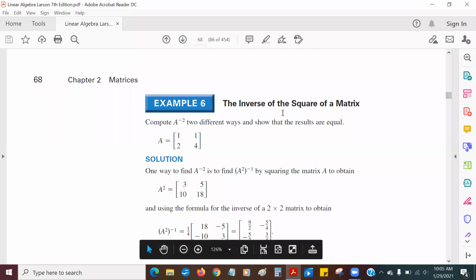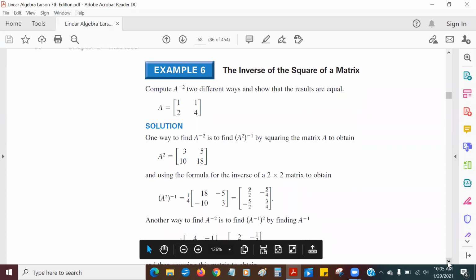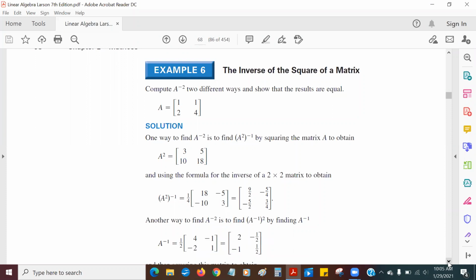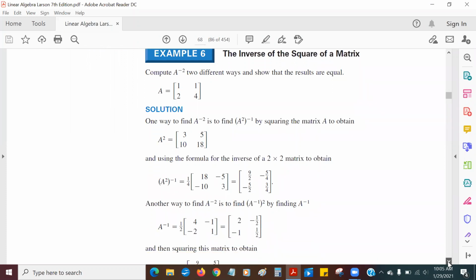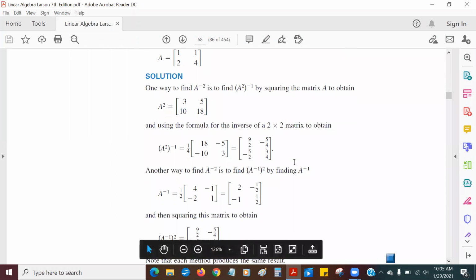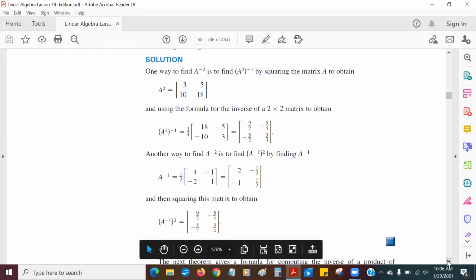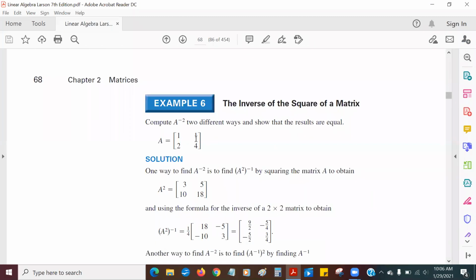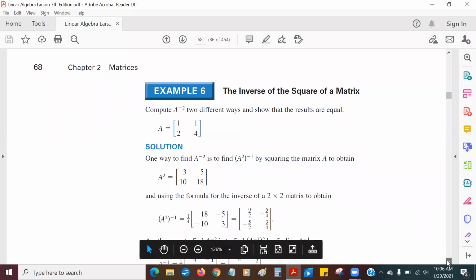Okay, so let's find the inverse of the square of a matrix. Well, we just learned that there are two ways we could do that. We could square the matrix and then find the inverse, or we could find the inverse and then square it. Either way, this is what you should get. But I'd like you to not just close your eyes. Look at the original matrix, work it out, and then see if your answer matches what we have right down here.